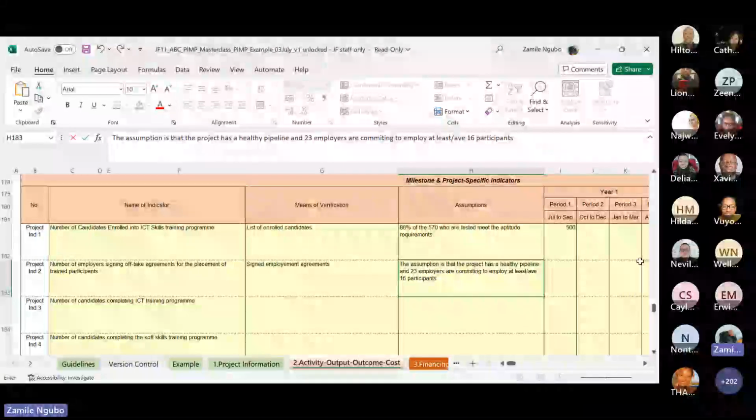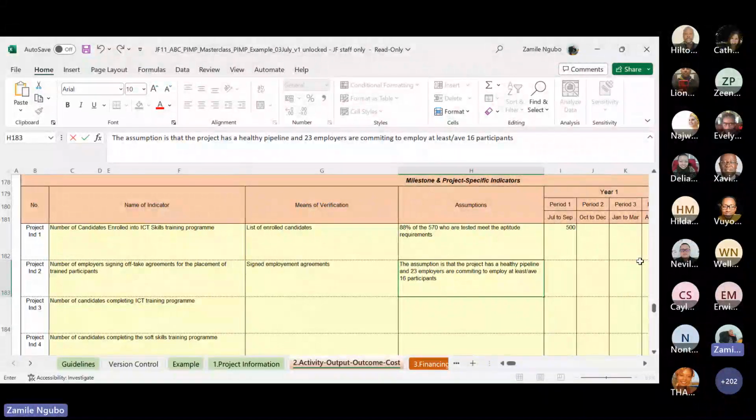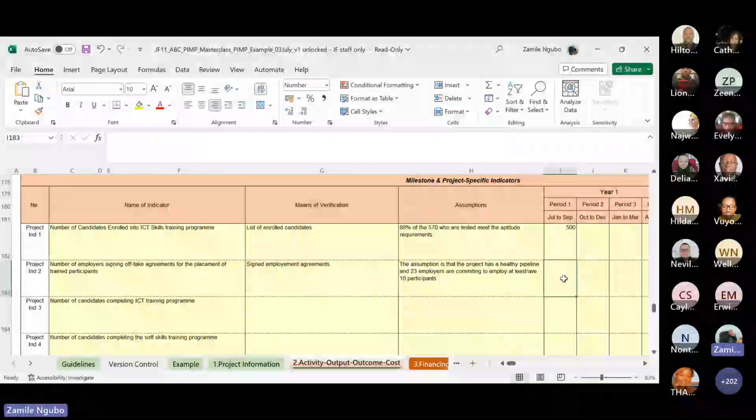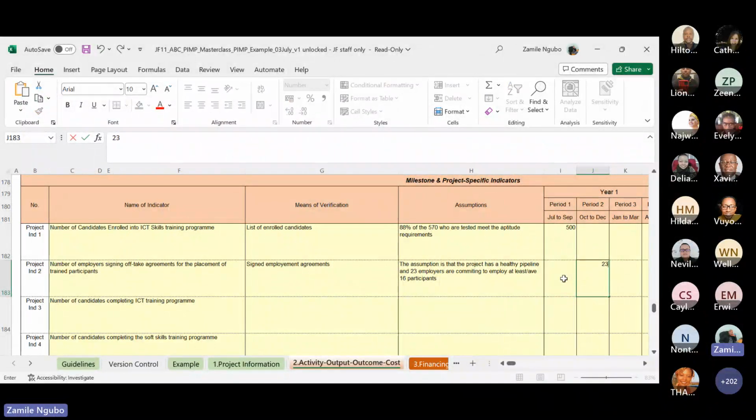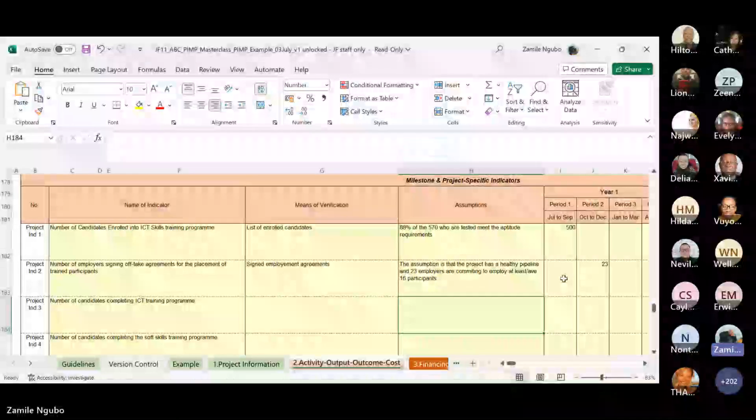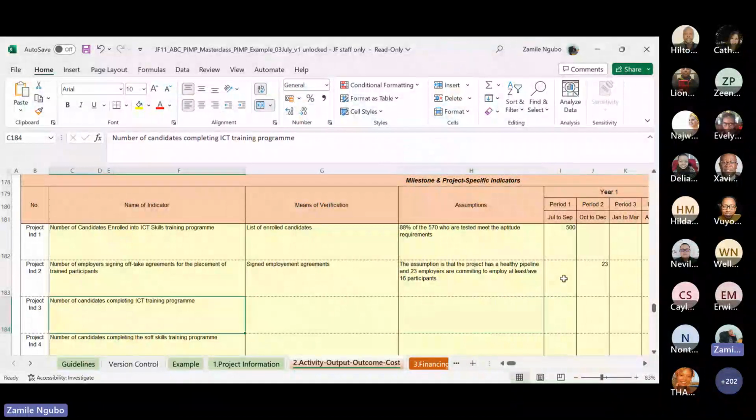So we've got a number of employers here that are committing to provide placement agreements. So it's 23 that will happen in period 2 of the project implementation. Another project specific indicator is the number of candidates completing the ICT training program. So the means of verification for that will be the completion certificates.